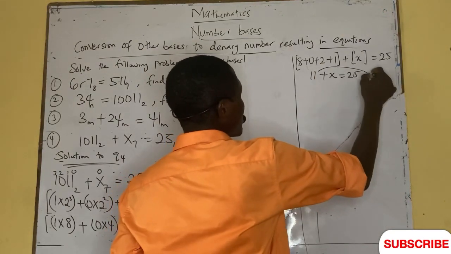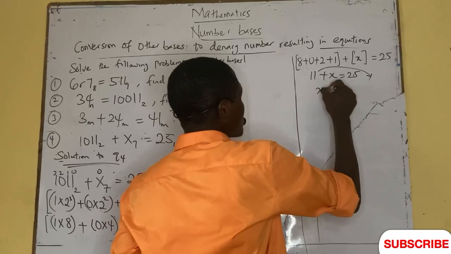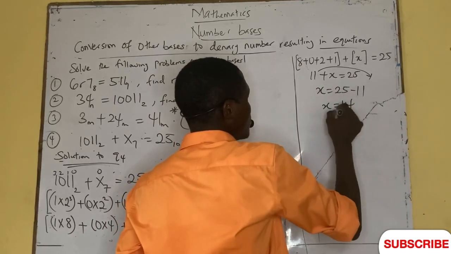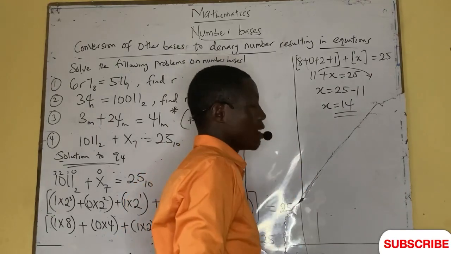Just collect the like terms by transferring. So x here is 25 minus 11. X is equal to what? 14. So that's that about x here.